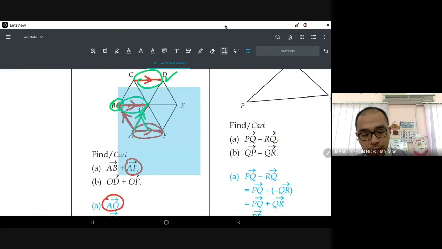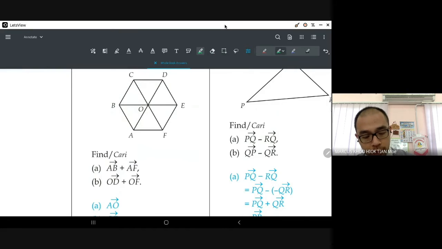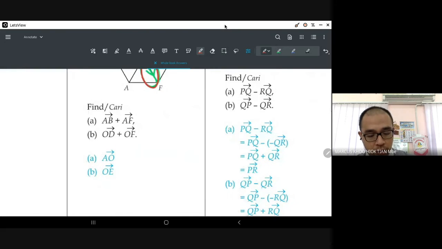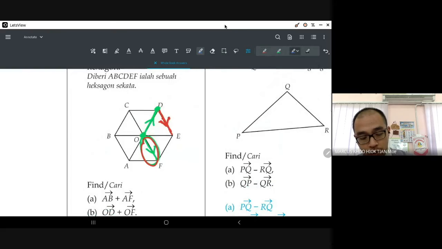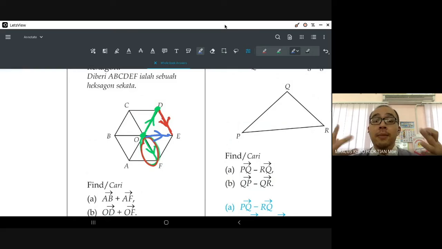Okay, same also with OD and OF. Let's start with OD. OD is here, but OF is here. If I start at O, I go to D. What is the vector that is the same as OF? It will be OE. Yes, the final answer is OE. But the vector that is the same as OF is DE. Right? So that's why the final answer is OE, because after you combine, you will get OE. So it's like just finding a path. This is not very difficult mathematics. It's just like finding a path, but you have to make sure the path is connected.